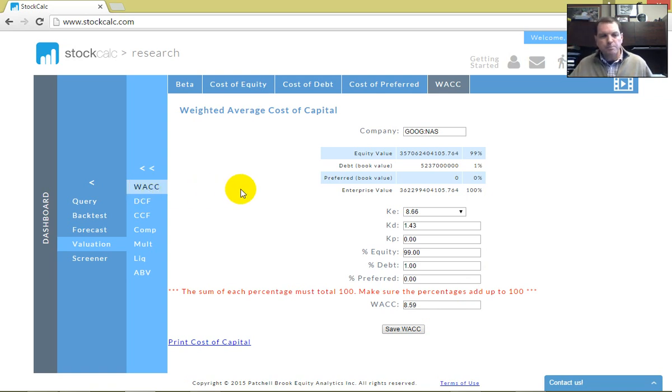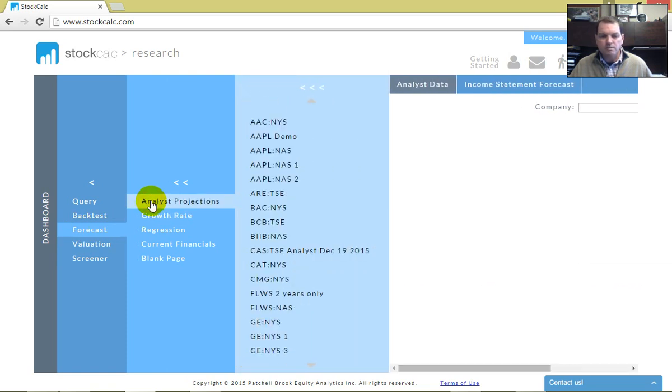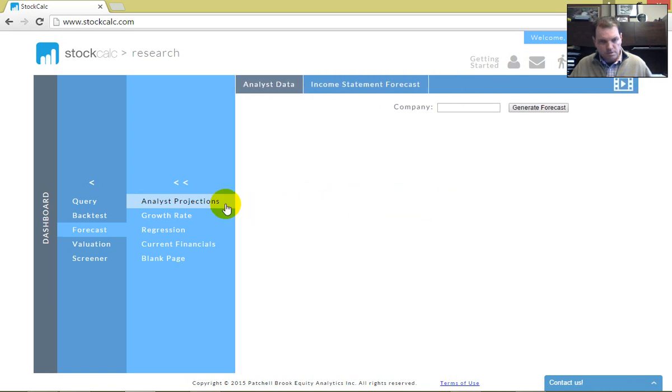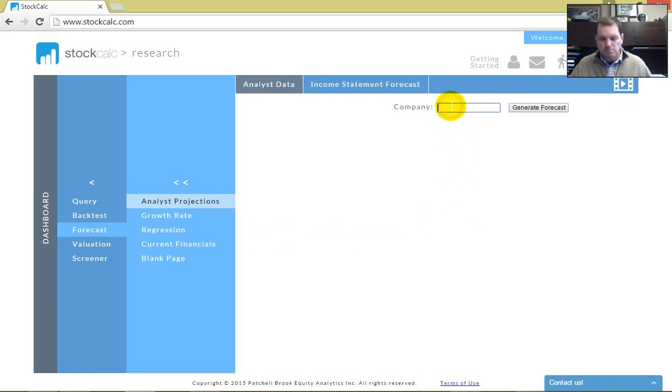We've actually set up predefined cost of capital for the over 8,000 companies that are in the database. But if you're going through a valuation calculation, it's wise to walk through these steps so that you're comfortable with the weighted average cost of capital calculation. The next step is to forecast the financials. For larger companies like Google, we would have analyst coverage in the database. What you see here are previously saved forecasts, but I'm going to start with a new one.